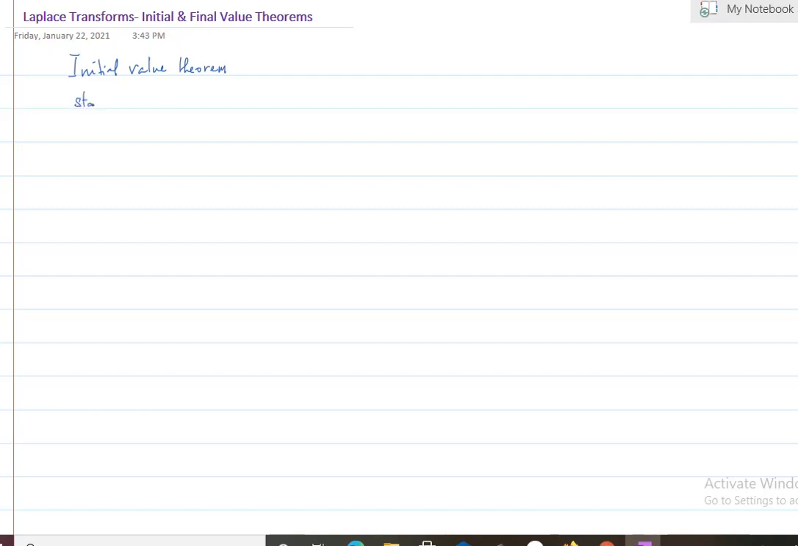Statement is, if L of f of t equal to F of s, capital F of s, which is nothing but the integral 0 to infinity f of t into e power minus st dt.